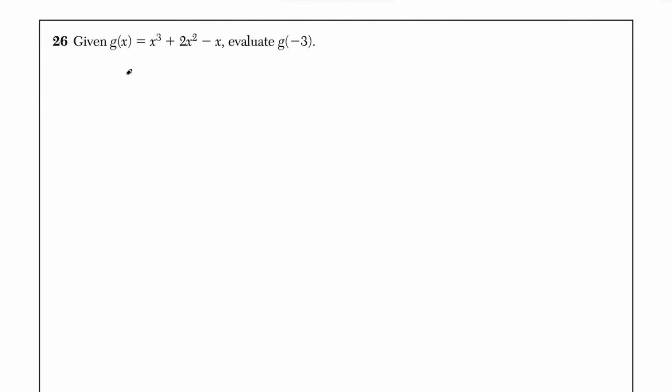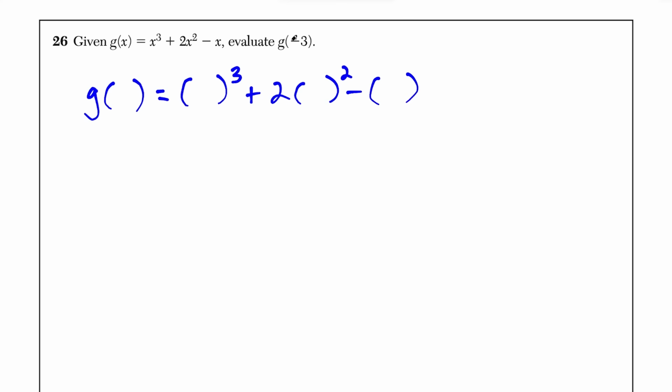Question 26, given g of x equals this, we want to evaluate g of -3. So when you're evaluating a function, if you're doing it by hand, what you could do is replace all of the x's with blank parentheses. So I'm going to say blank to the third plus 2 times blank squared and then minus blank. And what we're doing here is plugging in -3 to the function. So I'm going to put a -3 here, here, here, and here. And then the rest we could just type in the calculator.